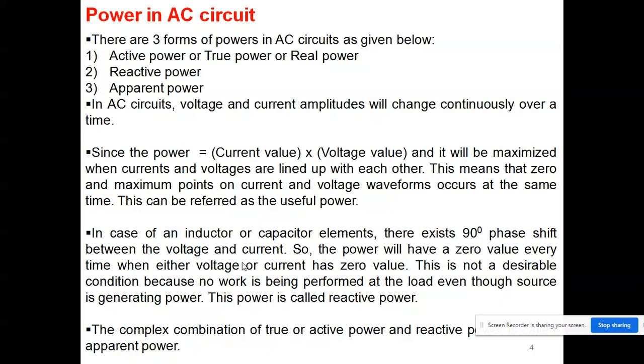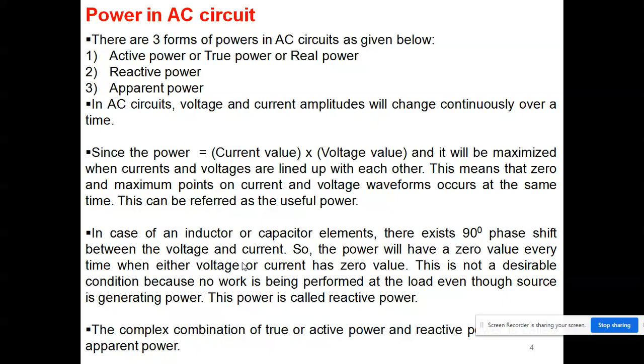In AC circuit, voltage and current magnitudes change continuously over time, because they have a sinusoidal nature. And we know the power is nothing but the voltage multiplied by the current. This power will be maximum when the current and voltage are in phase. It means the zero and maximum points of the current and voltage waveforms occur at the same time. This power is referred to as useful power. We call it the active power here.